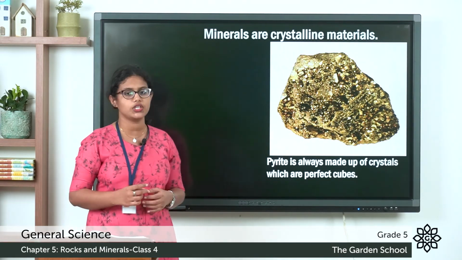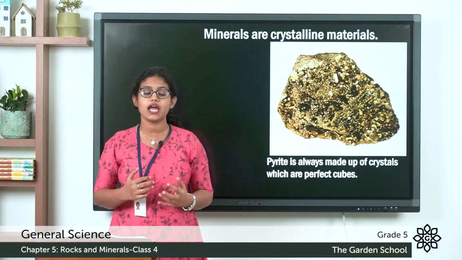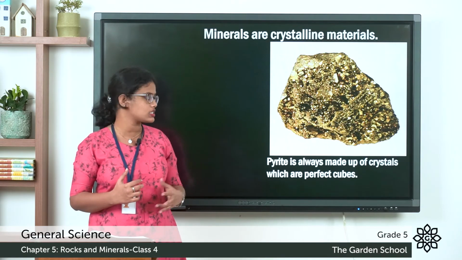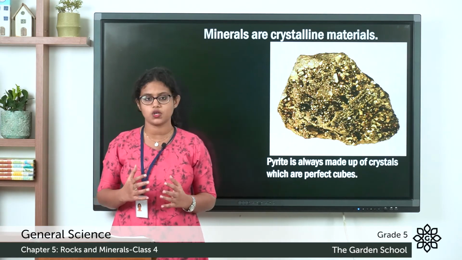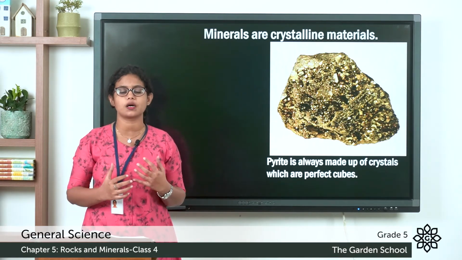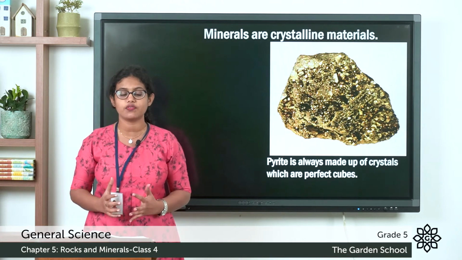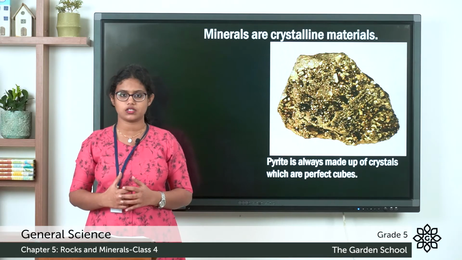For example, you can see pyrite. Pyrite is a mineral and it is always made up of crystals which are perfect cubes, which means that pyrite is a mineral which is made up of crystals which have a definite shape and pattern.